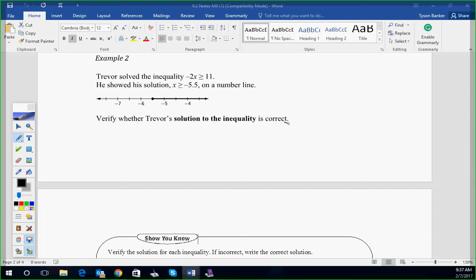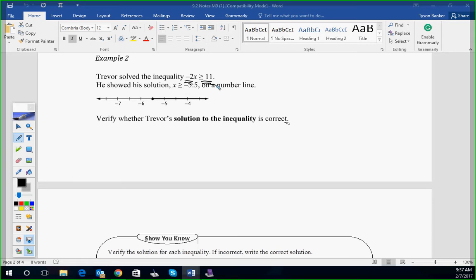What's something easy I could have tried? What's something bigger than negative 5.5? Yeah, 0. What's negative 2 times 0? 0. Is that bigger than 11? No, so he's incorrect. What did he do? He didn't flip. He divided by negative 2, but he forgot to flip the sign.